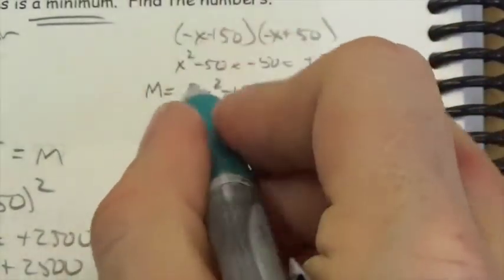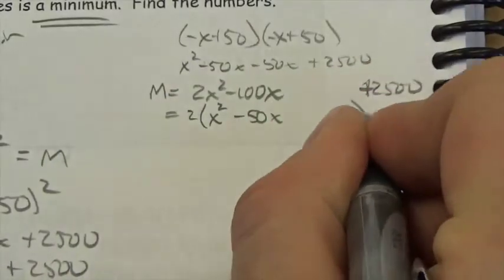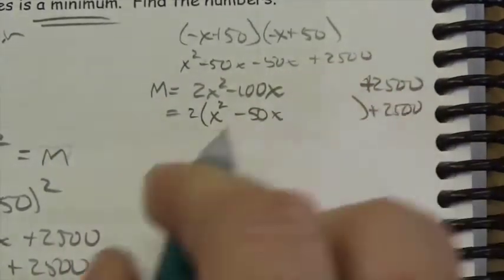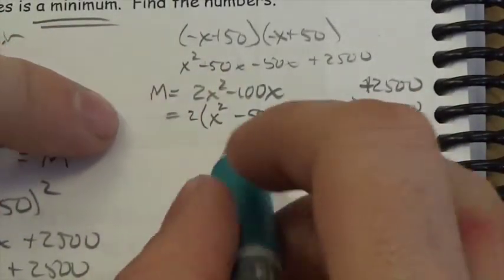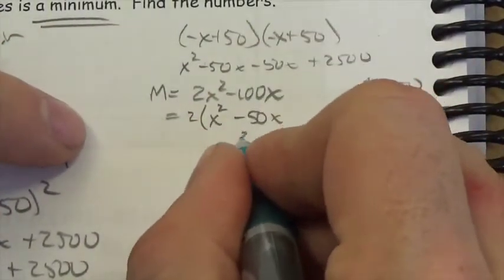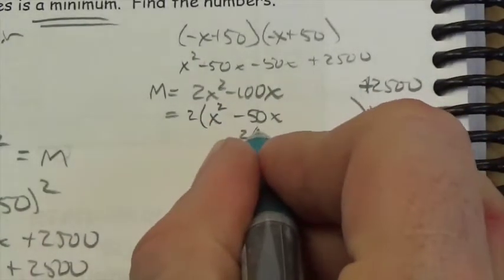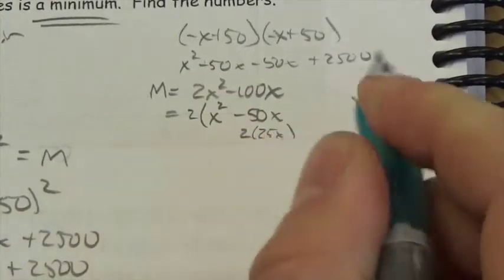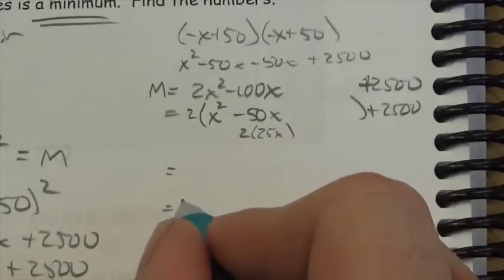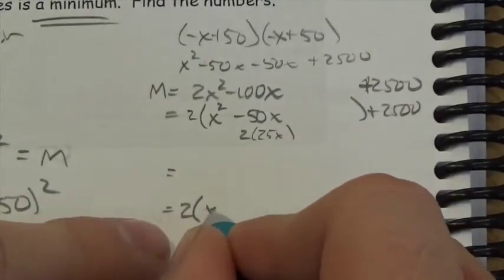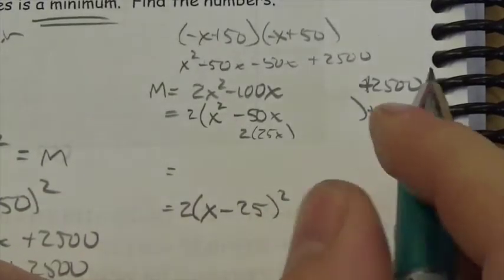Now I'm going to factor the 2 out of those first two terms, because remember, I want the leading coefficient of the x squared inside the brackets to be 1. I know that middle term has got to have a factor of 2 in there, and that's going to leave me with 25x. We've done this before, this tells me that 2 steps down, this is going to be 2 times x, steal that sign, minus 25 squared.